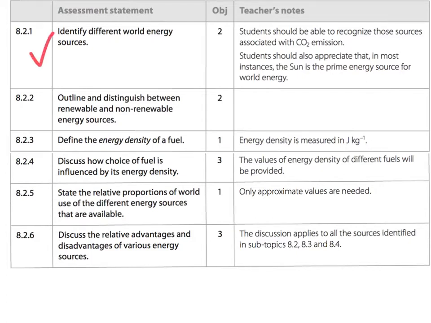You need to be able to identify different world energy sources, and you need to be able to outline and distinguish between renewable and non-renewable energy sources. We're going to be talking about an idea called energy density of a fuel, and we'll talk about how you choose a fuel based upon its energy density. We're going to talk a little bit about the relative proportions of the world use of different energy sources that are available, and we'll discuss the advantages and disadvantages of various energy sources.